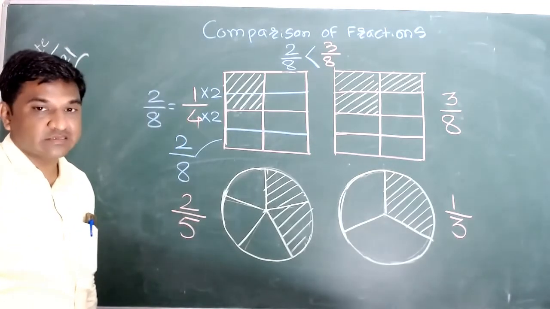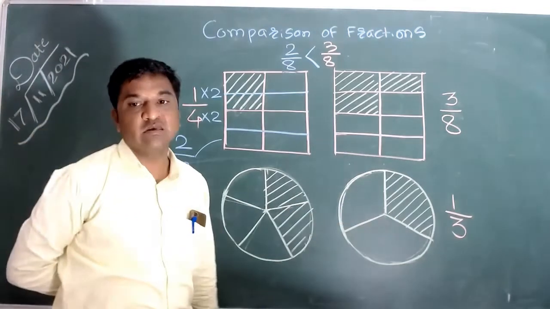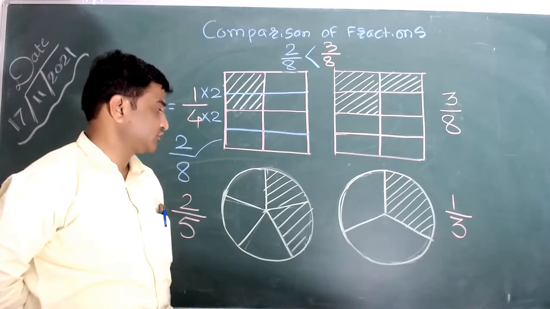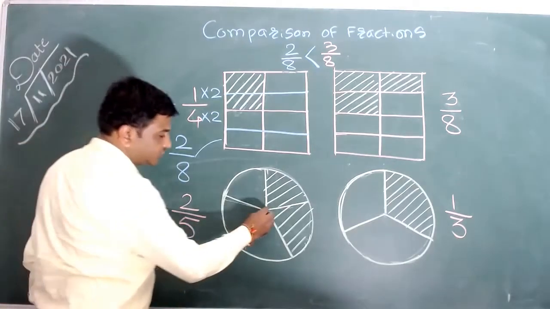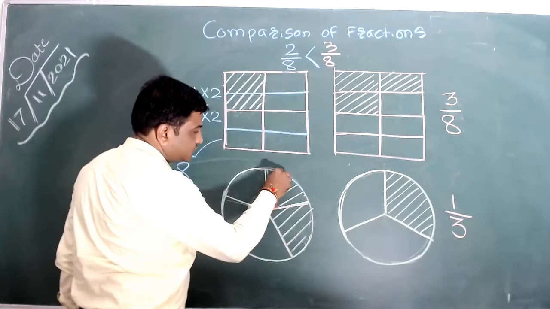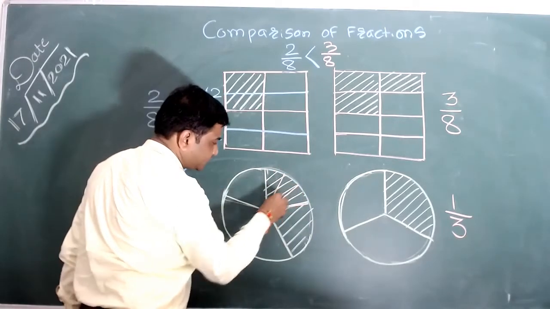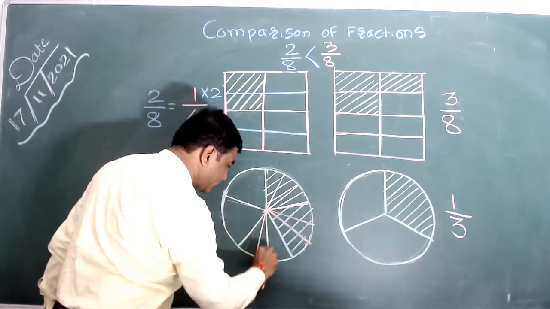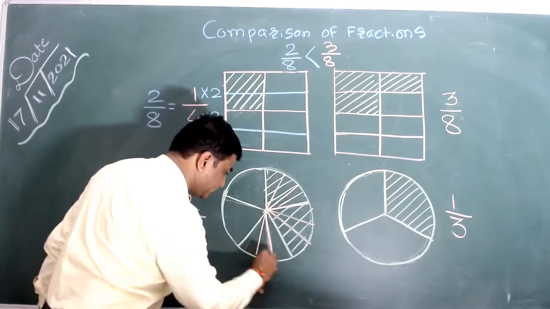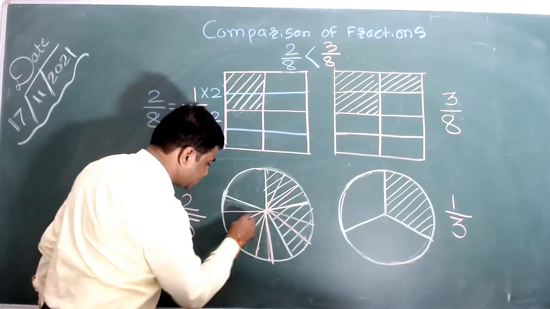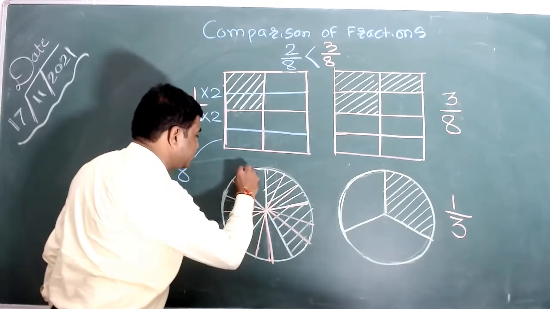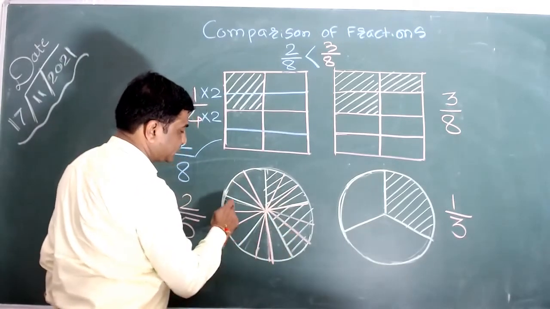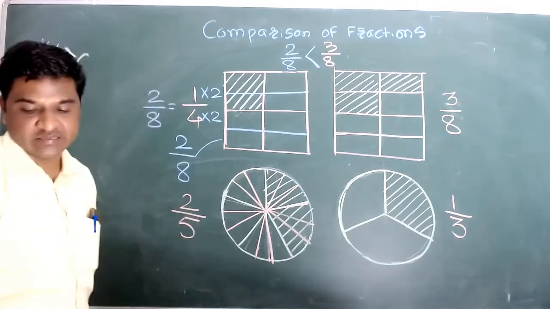But if I give this problem numerically to you without any figure, then it's very difficult to compare. Now, how to compare these unlike fractions? For that, what I'm going to do is divide each of these 5 parts into 3 parts. So if I divide each of the 5 parts into 3 equal parts, in this particular circle there will now be 15 equal parts. If you count them, 1, 2, 3, 4, 5, 6, 7, 8, 9, 10, 11, 12, 13, 14, and 15. 15 equal parts are there.